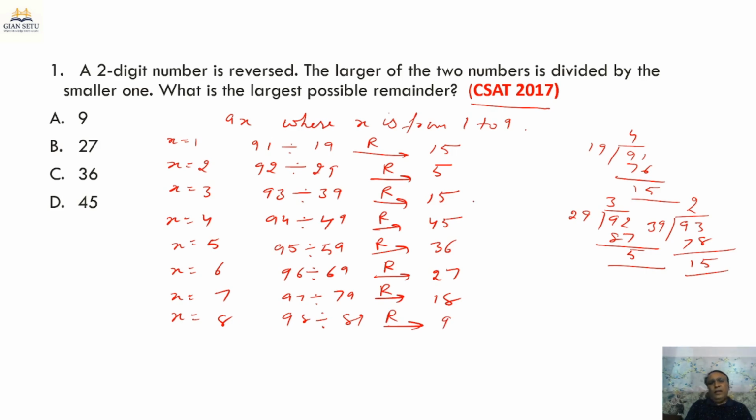Now see, the remainder increases, then the remainder starts decreasing. As we go on increasing the value of x, the remainder starts decreasing. So the largest possible remainder here is 45, and it's D here. So the right answer is D here. Let's move to question number 2.